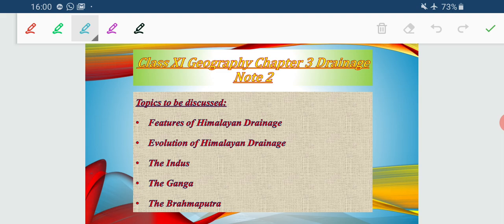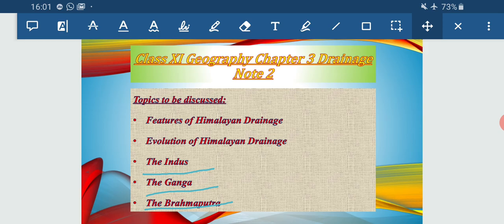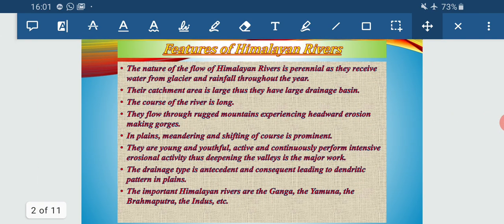Now the topics that I am going to discuss today are features of Himalayan drainage, evolution of Himalayan drainage, and the three important Himalayan rivers with their features, that is river Indus, river Ganga and river Brahmaputra. So let us proceed for today's first topic, that is features of Himalayan drainage.